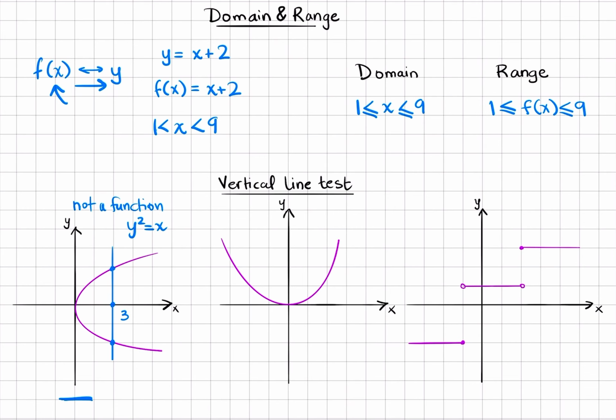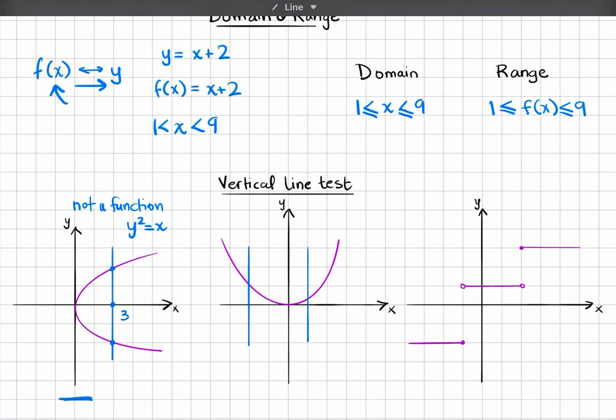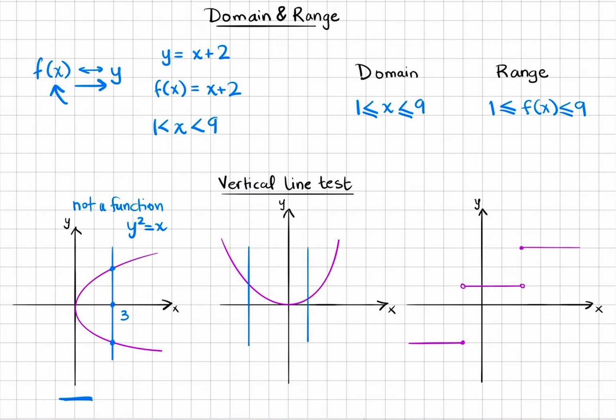Okay, let's jump on to the next one. Again, I have a curved shape, and I'll just do a test. I can do another test just to make sure. You can see that even if you just look at it, any vertical line you draw is going to pass through this graph only once. So this is a function. And this is a graph of the function y equals x squared.